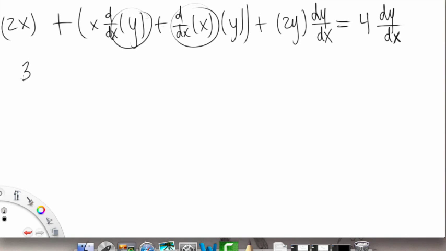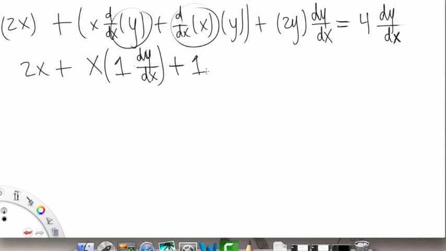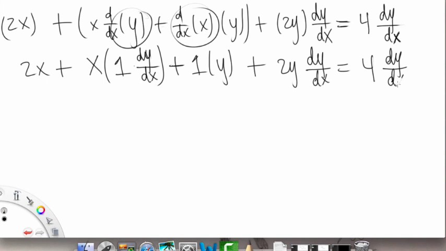Okay, so moving along, let's solve for these things, and then we'll simplify and go on to the third step. So 2x plus, now let's see what we have. x times the derivative of y with respect to x. That is going to be the derivative of y with respect to y first, so that would just be a 1, and then we have to add in that dy/dx, because we don't know the exact relationship between those two variables yet. And then here we have d/dx of x, so that'll just come out as a 1. Then we have that multiplied times y. Then we have 2y dy/dx is equal to 4 dy/dx.